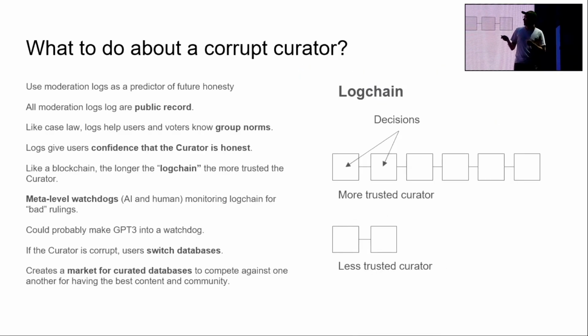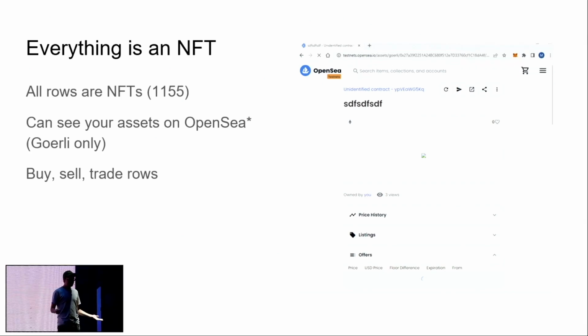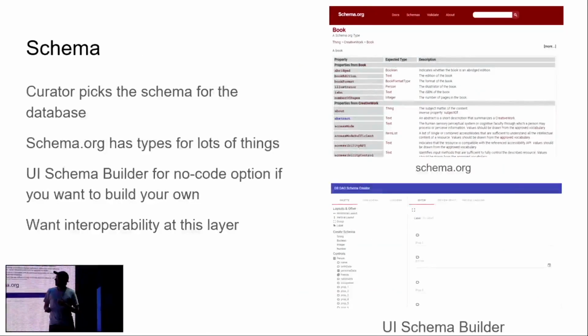Now I just want to talk a little bit about the rows in the database. What's really interesting is each row in this database is an NFT. So when you create a row and add it to the database, what you're actually doing is minting a 1155 token. What's cool is you can then see it on OpenSea and you can buy, sell, or trade it. But in order to make this really useful, that NFT has to be part of a schema. So we rely heavily on schema.org to allow people to say the structure of their database.